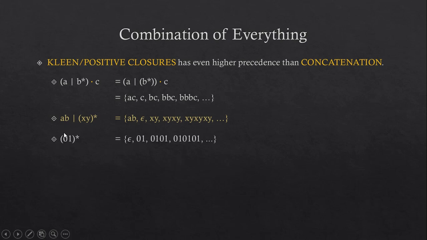This example is 0 1 whole star. I'm taking repetition of the string 01 itself. If I take 0 repetitions, I will get epsilon. If I take 1 repetition, I'll get 01. If I take 2 repetitions, I'll get 01 two times, and so on. This is pretty straightforward, really.